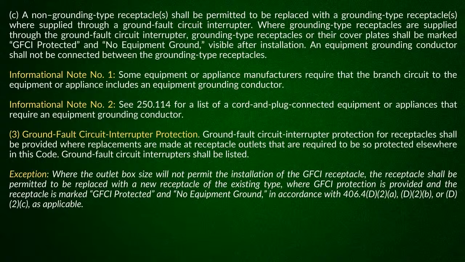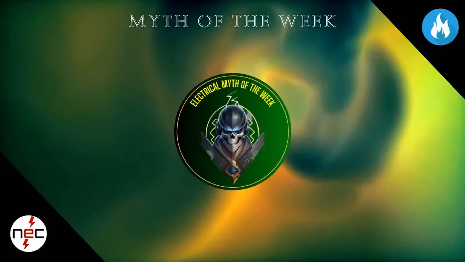My favorite part is you go down and look at the exception. It says where the outlet box size will not permit an installation of a GFCI receptacle. Wow. Another one that ties into what I've been saying. You've got to have something substantial there. Yeah, we always run across that somehow. That's interesting. I saw that and I was like, oh, that's funny.